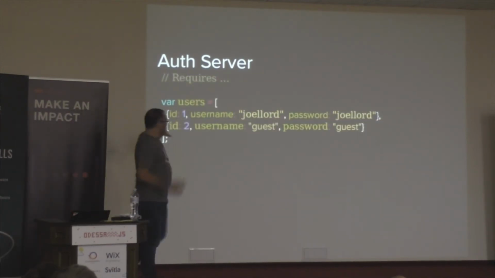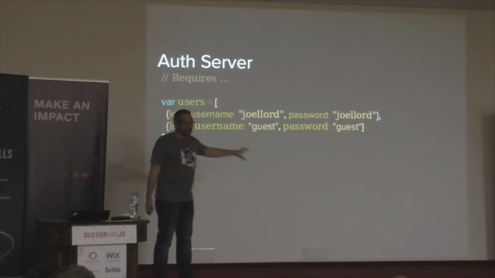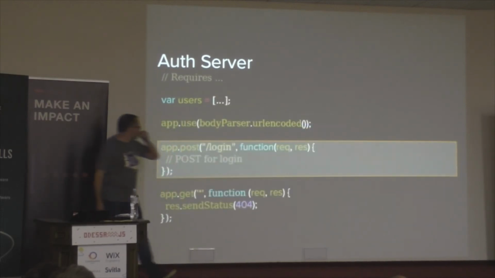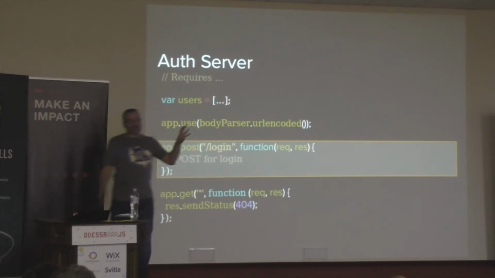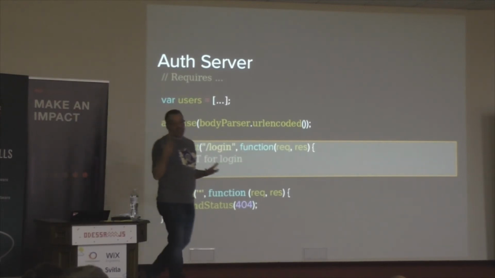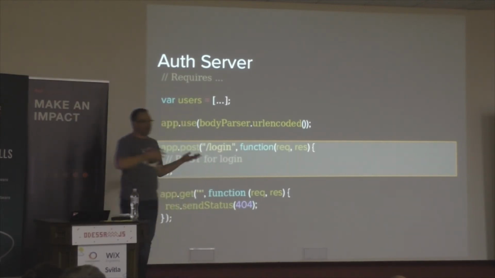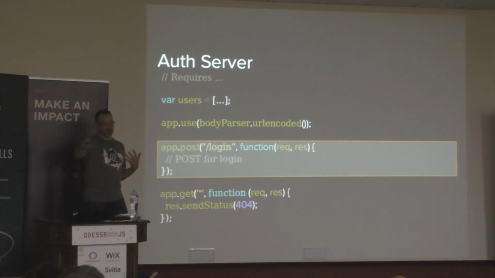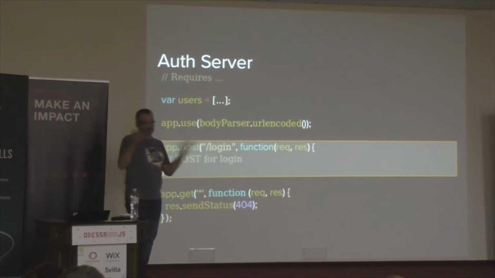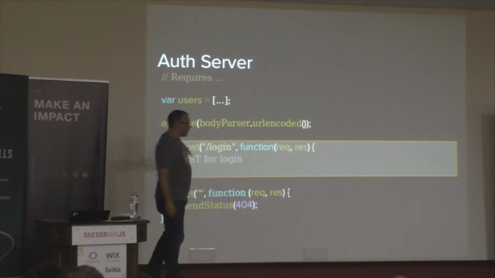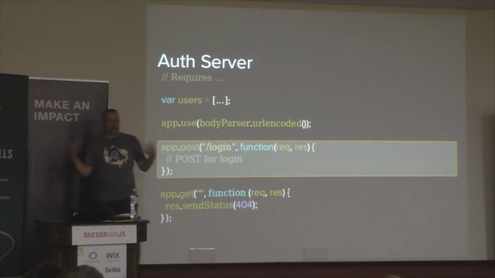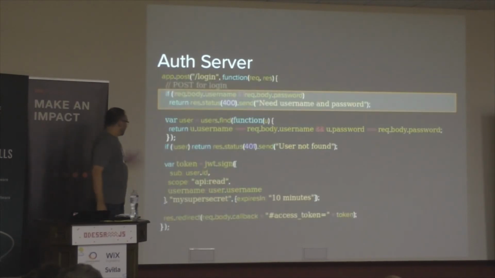There, I will have my user database with plaintext passwords, of course. And your Express server or your authorization server will basically have 2 routes. The first one will be a GET route, and it will serve just some sort of sign-up form. And it will have a POST route where you will submit the user credentials. And then a 404 for everything else.